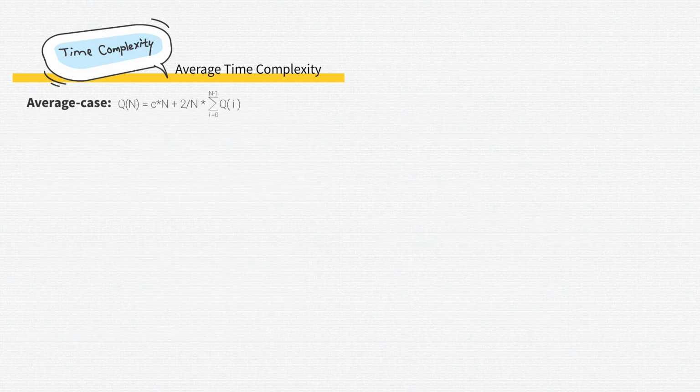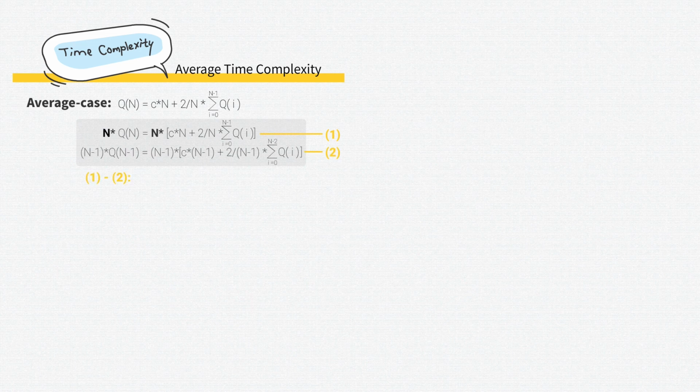This is what we have. We copy it once and name it equation 1. Then we use n-1 to replace all the n's and get equation 2. Subtract 2 from 1, we get this. When n approaches positive infinity, the constant c can be eliminated. So we can rearrange the equation into this.